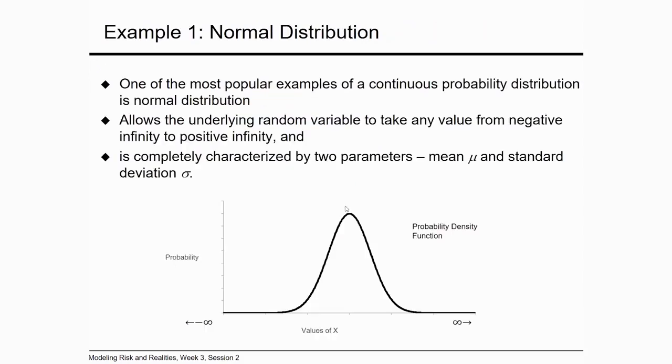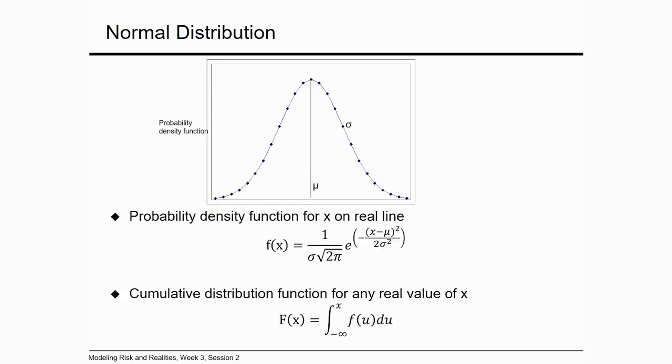Our first example is a normal distribution, which is one of the most popular examples of a continuous probability distribution. It allows for the underlying random variable to take any value from negative infinity to positive infinity. And a normal distribution is completely characterized by two parameters, the mean, often denoted by mu, and the standard deviation sigma.